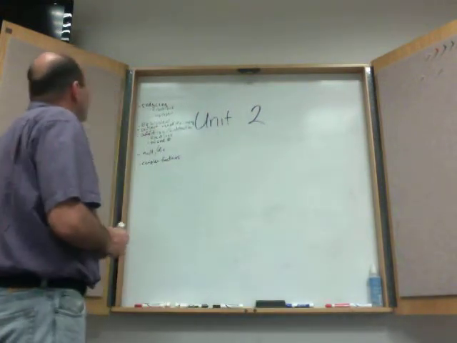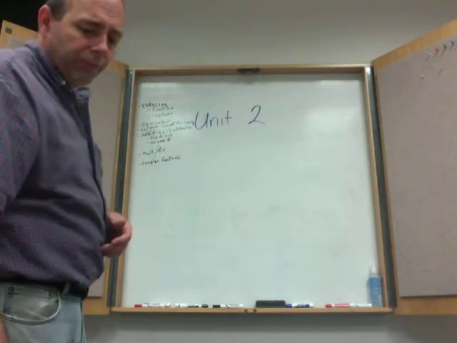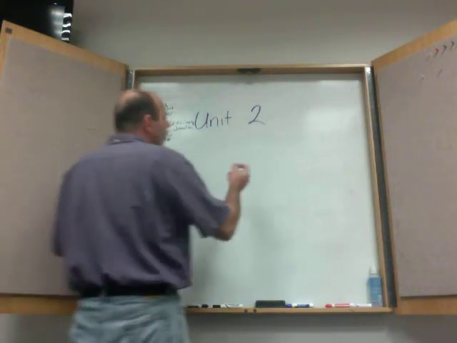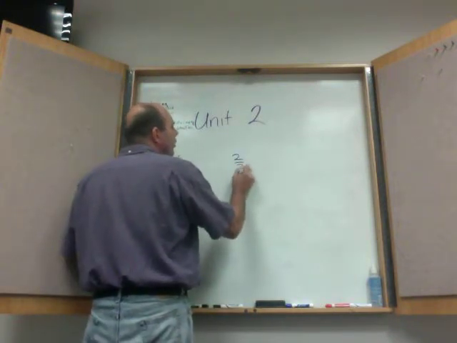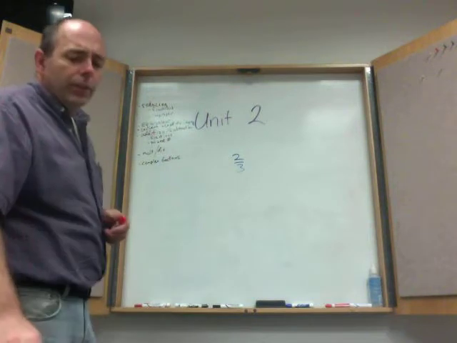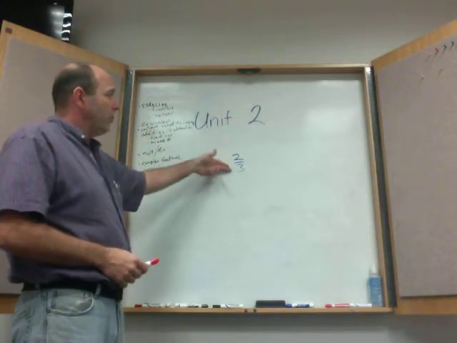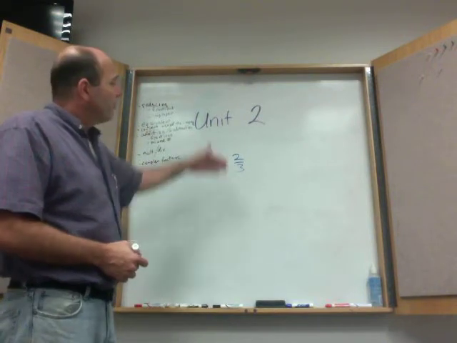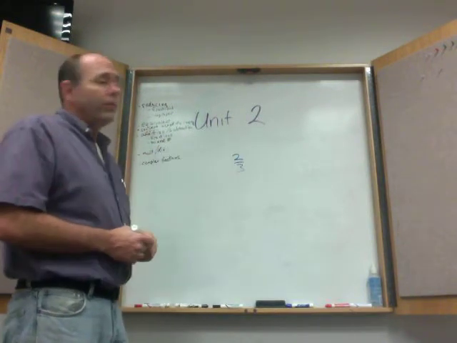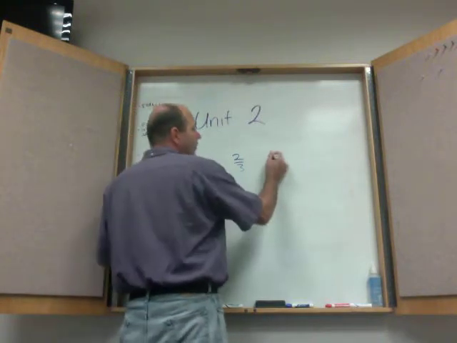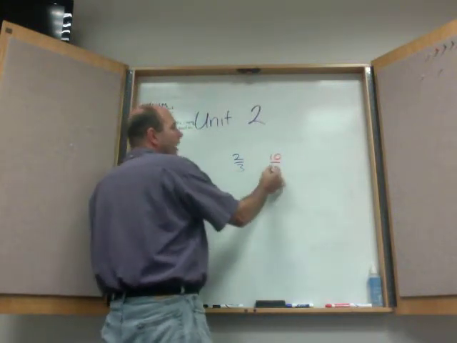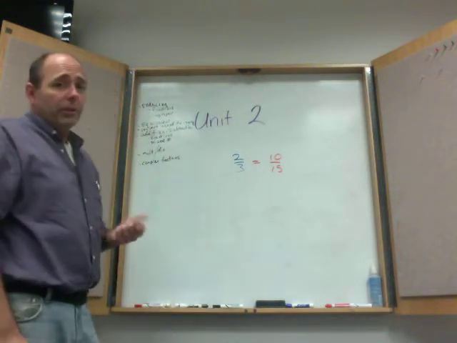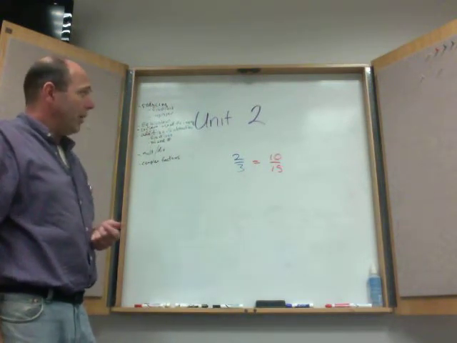Okay, let's look at equivalent fractions. If I had a number such as 2/3, it's really easy to find equivalent fractions. All I have to do is multiply the numerator and the denominator by the same number. So if I multiply both by 5, then 2 times 5 is 10, 3 times 5, 15. These are equal. They look a little bit different, but they're the same number.